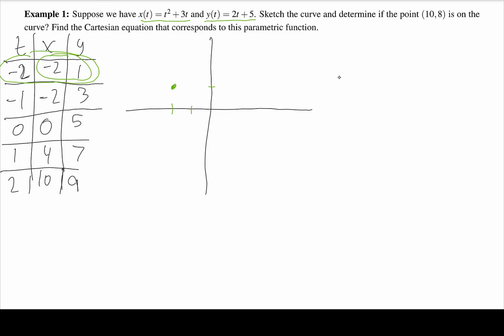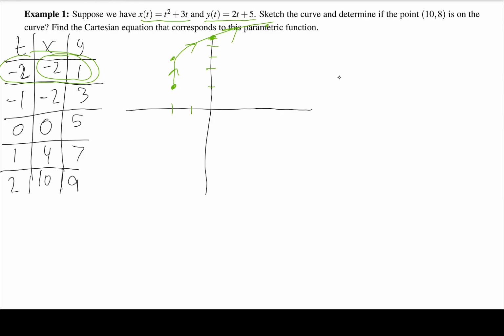Then when t equals -1, we would be at -2, 3. So maybe somewhere in here. And then at t equals 0, we'd be at 0, 5. So up here. And then it looks like my other points are going to go off in here. So when I graph this, what I'm getting is some picture that looks like this. We're going to see in a little bit here, this isn't exactly right.